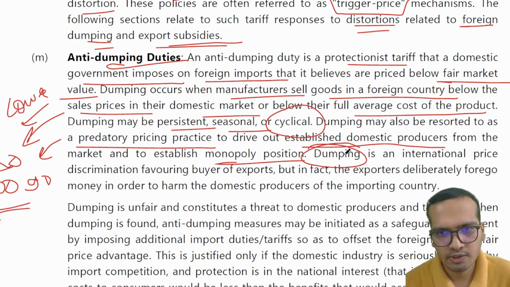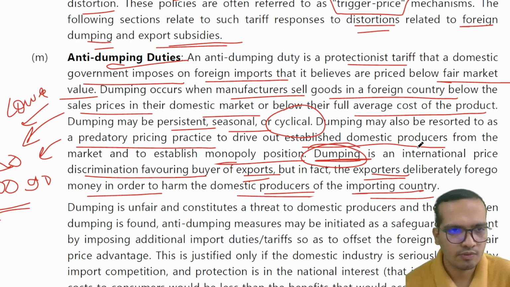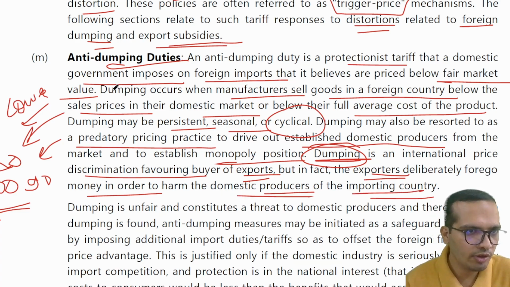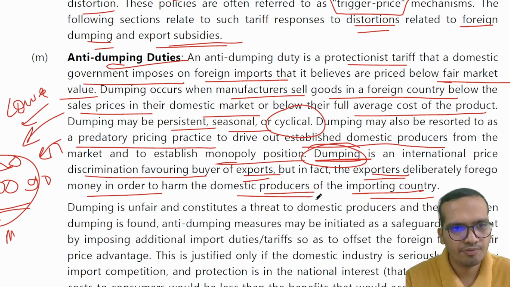Dumping, ध्यान में रखना, is an international practice, price discrimination favoring buyers of export, but in fact the exporters deliberately forgive money in order to harm the domestic producers of the importing countries. जानबूझ के खुद भी इसका प्रॉफिट भी, वो जहाँ पे 10 रुपीज़ कमा रहा होगा, वो प्रॉफिट 0 पे ही सेल करेगा ताकि ये डोमेस्टिक कंपटीटर्स वाले बाहर हो जाए, और वंस वो मोनोपोली क्रिएट कर लिया उसने तो वो प्राइस बढ़ाएगा और जो भी उसका लॉस है अर्लियर वो पूरा सेट ऑफ करा लेगा.